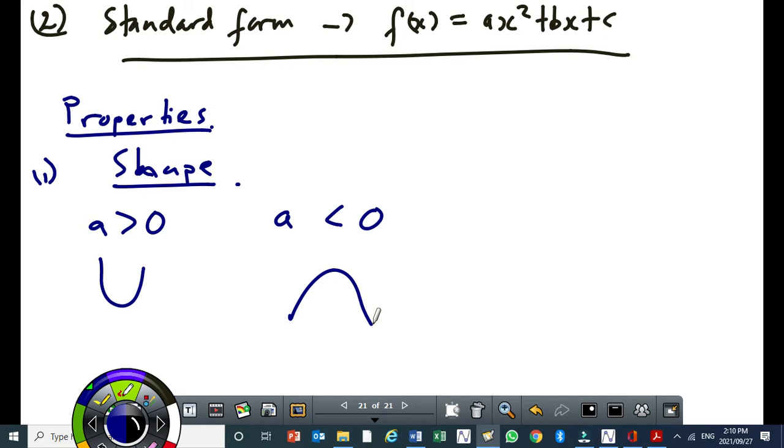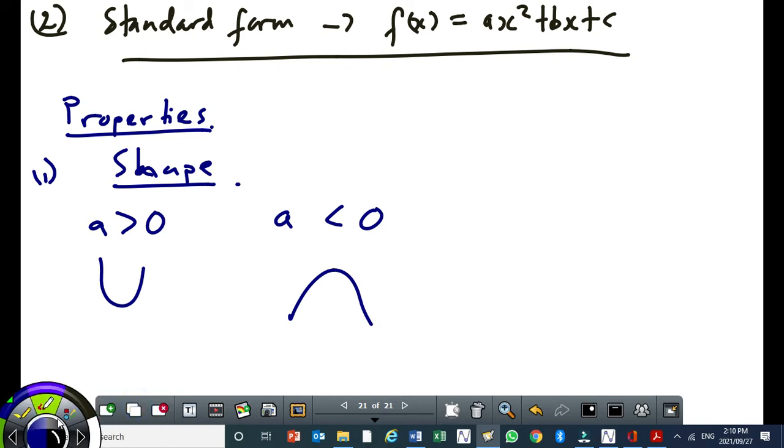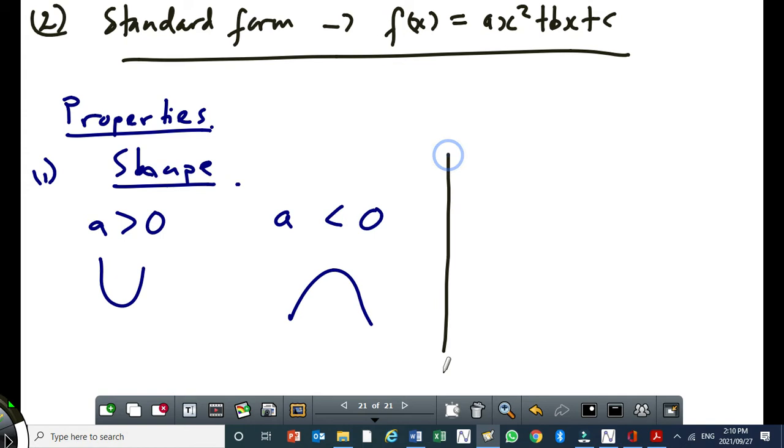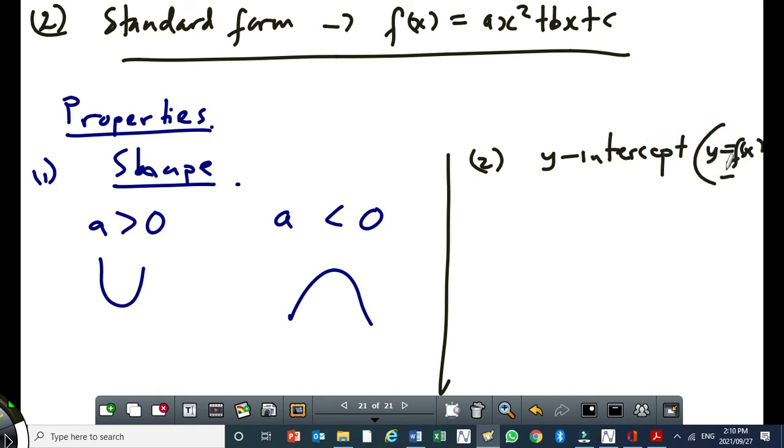Then, number 2, just allow me to introduce the y-intercept first. If you are given the equation of the quadratic function in standard form, what is the y-intercept? So number 2, y-intercept. You get this when y or f of x is equal to what? Remember that. You get the y-intercept when what?